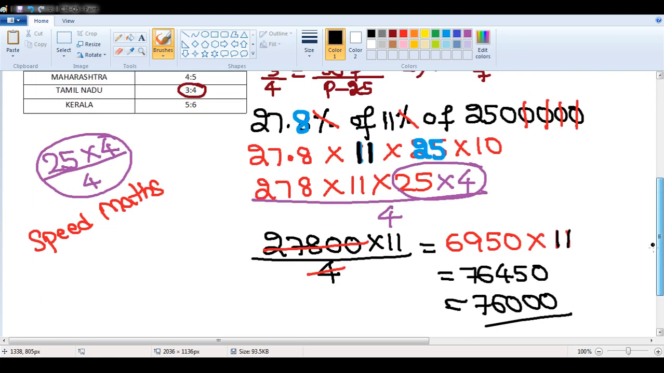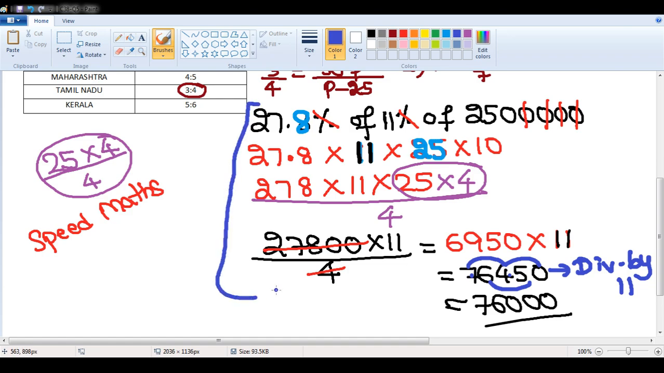The divisibility rule of 11 is that the sum of the odd places should be equal to the sum of the even places. 7 plus 4 is 11, 6 plus 5 is also 11. That means this number is divisible by 11. You could have directly marked this by checking the answer options if the question was not asking for approximation. But because they asked for approximation, there is no other way than to do all these things. I hope the idea is clear, sir. Calculation is something that you need to definitely take care of.